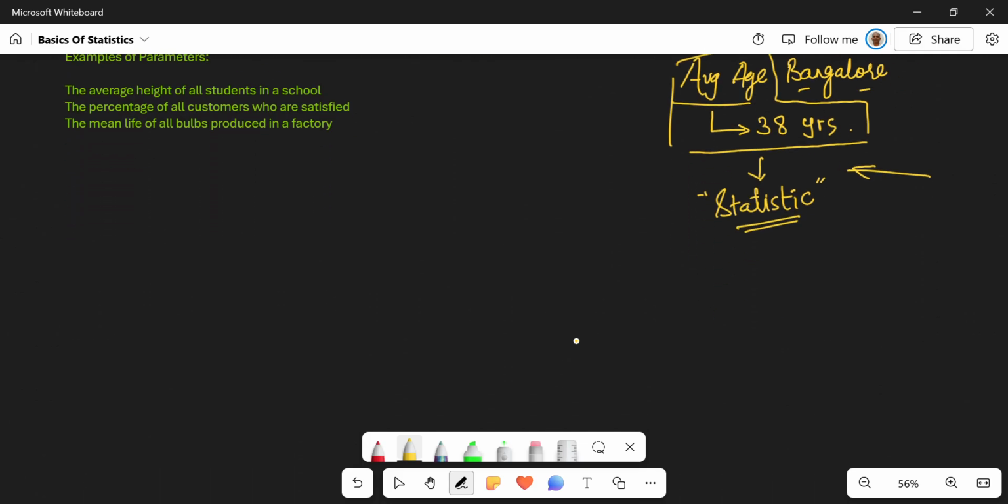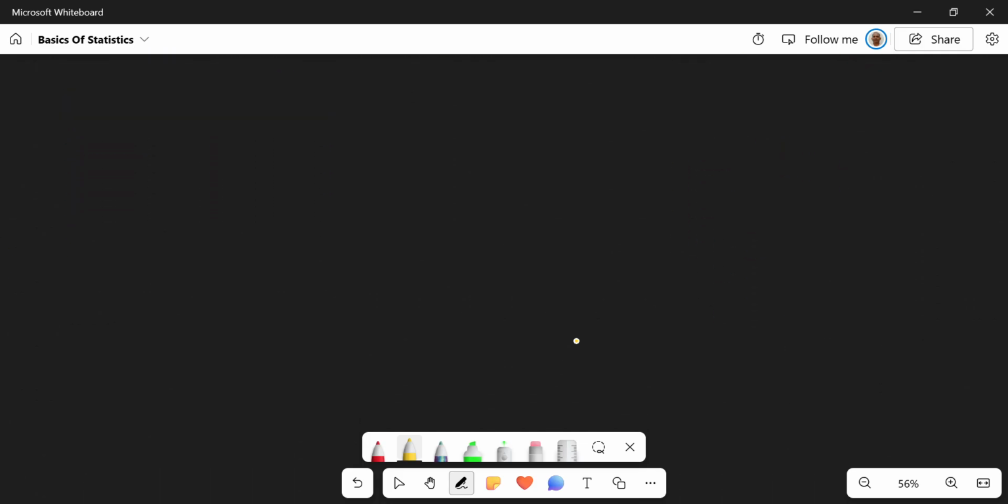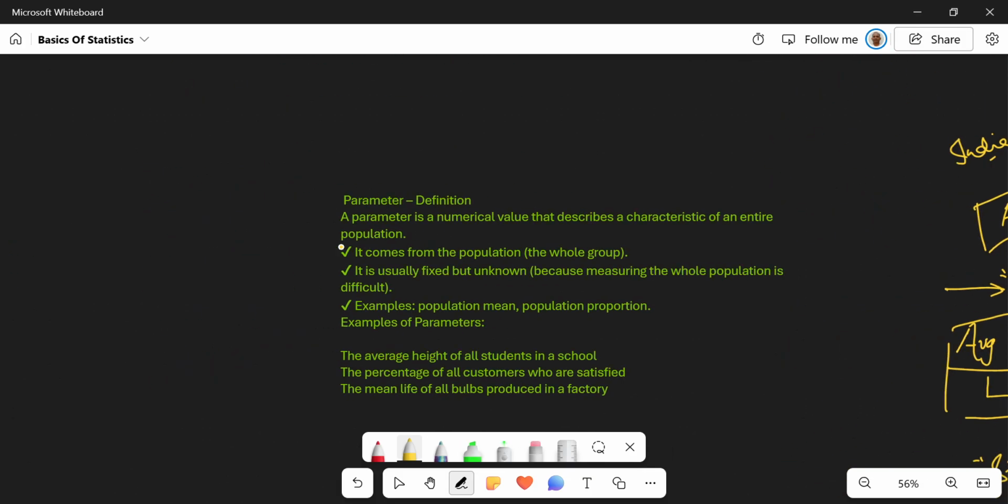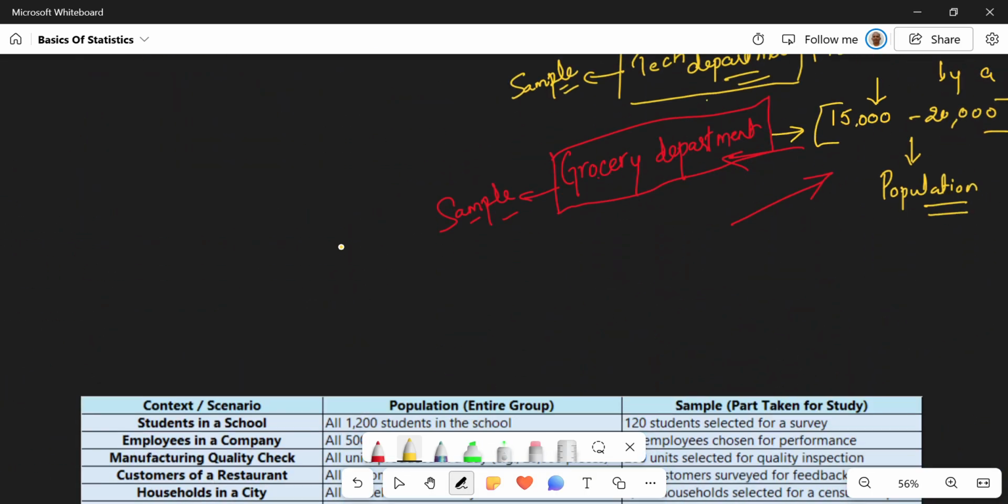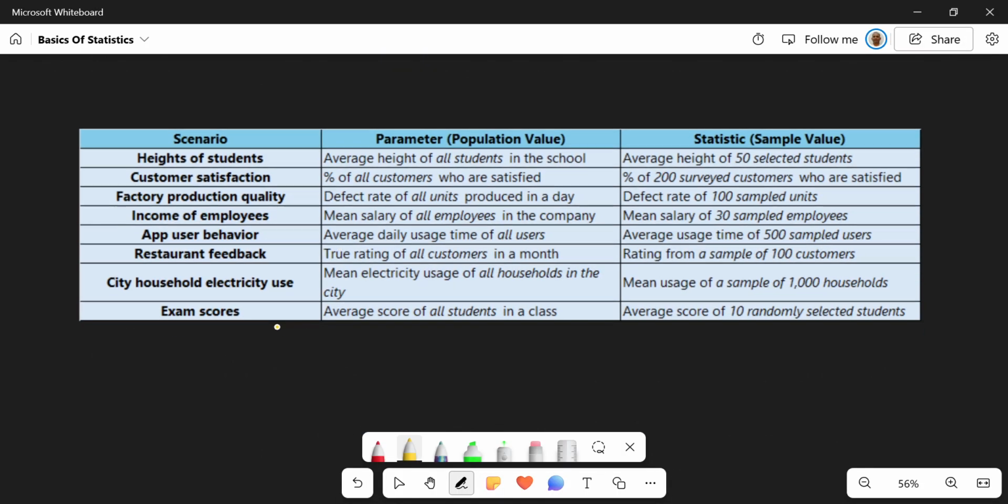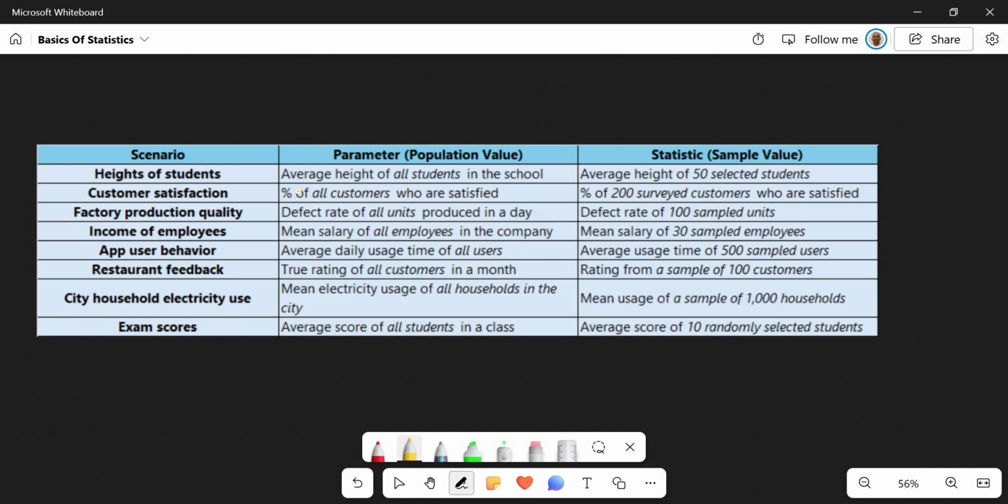So for example, let me show you a table around this which can explain this in detail. Yeah, there is the table. Height of students: if I say the average height of all students in the school, whatever the value may be, this average height will be a population parameter, because I'm talking about all the students in the school. But if I take only the average height of 50 selected students from the school, it will be called a statistic.